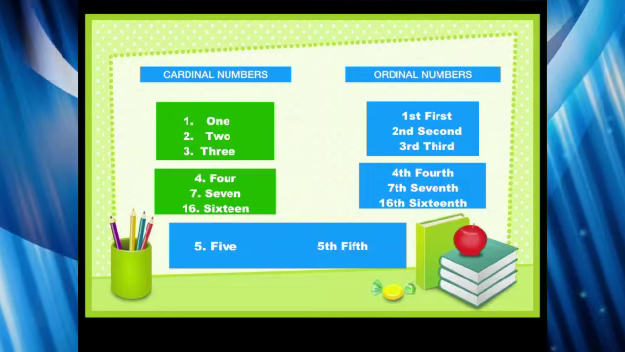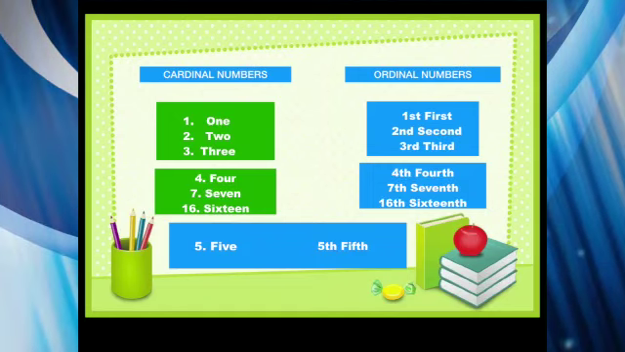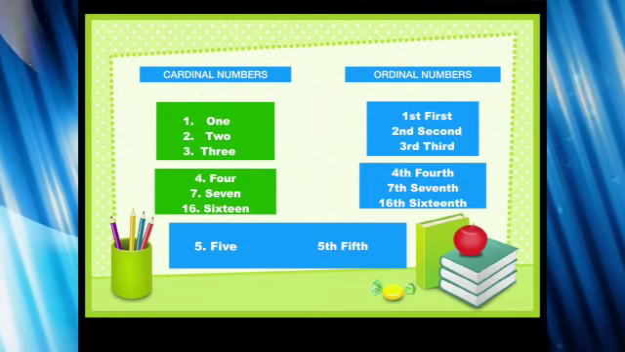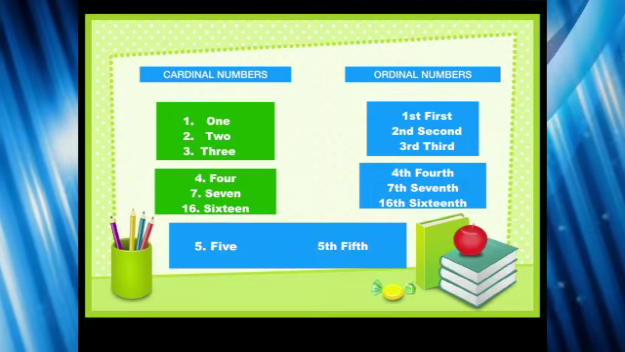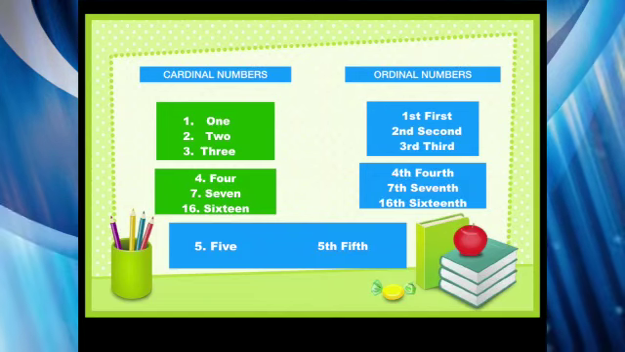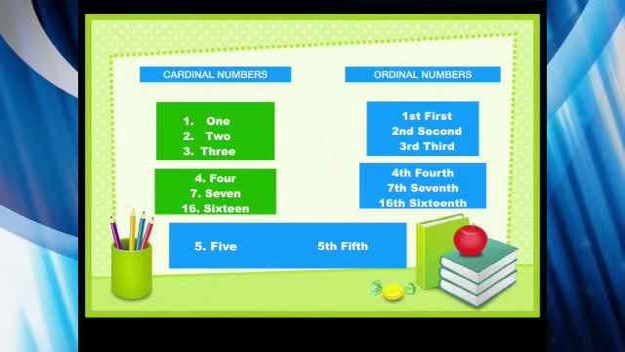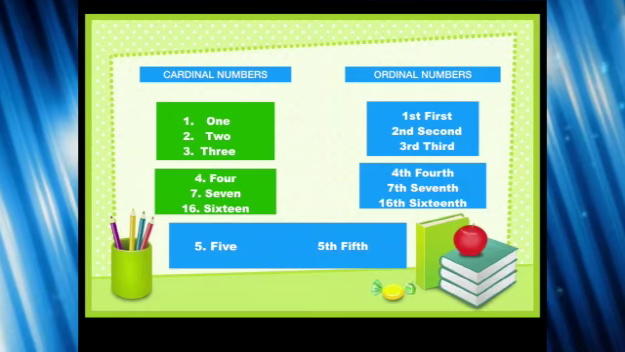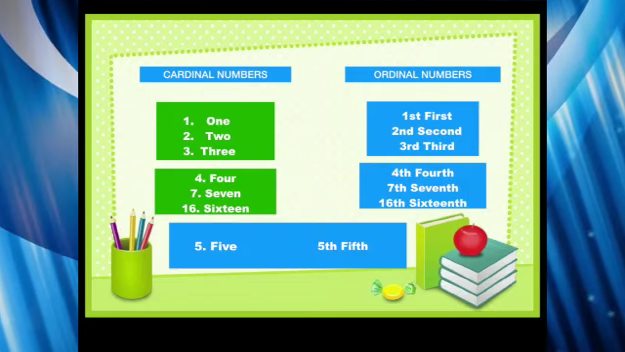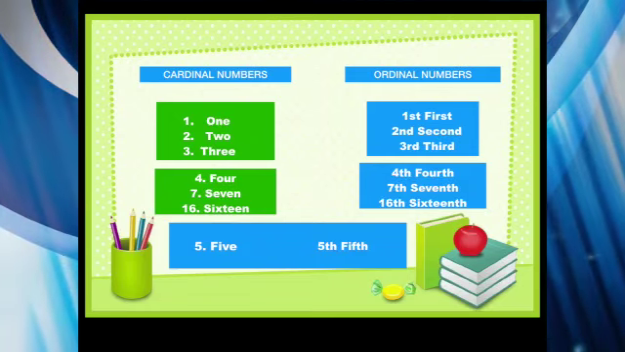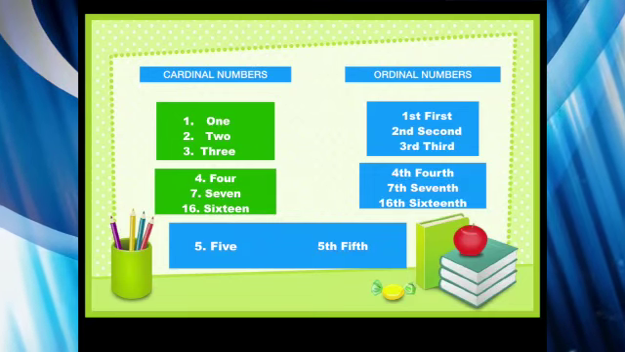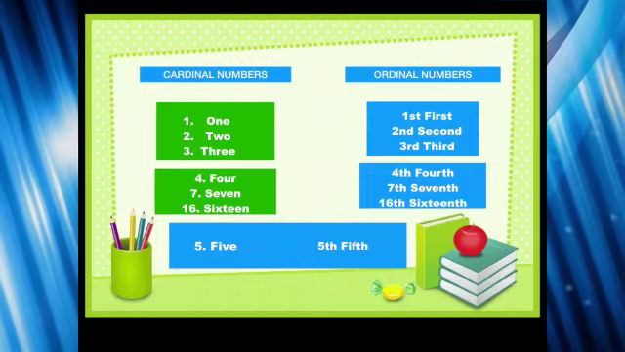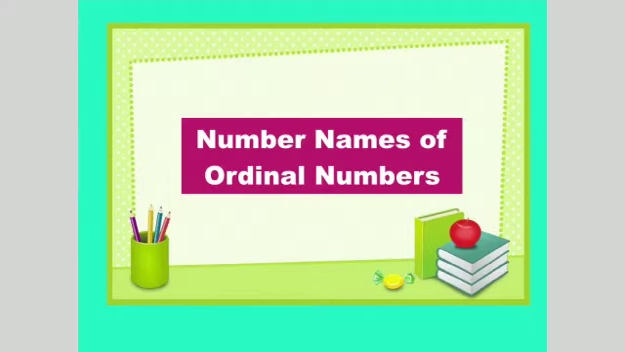But in some ordinal numbers, we should be careful about spellings. Like the ordinal number 5 is written as 5th, F-I-F-T-H, and not 5th, F-I-V-E-T-H. One must be careful while writing the spelling of ninth. Ninth cannot be written as N-I-N-E-T-H. It must be written as N-I-N-T-H.